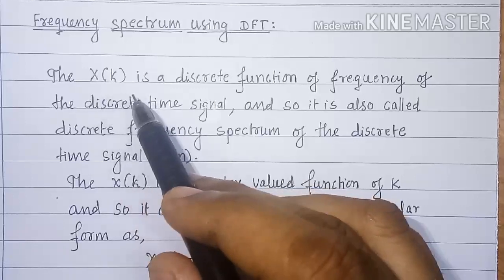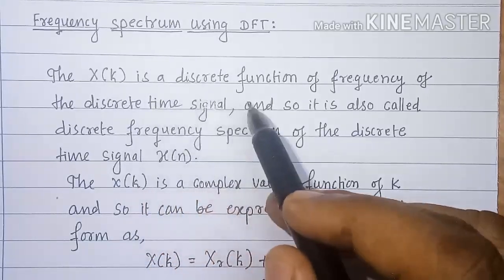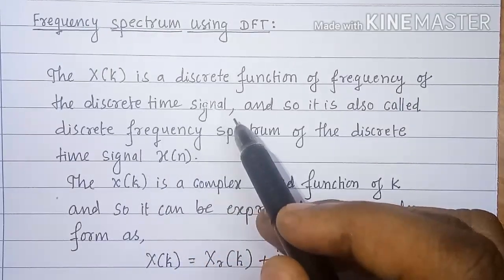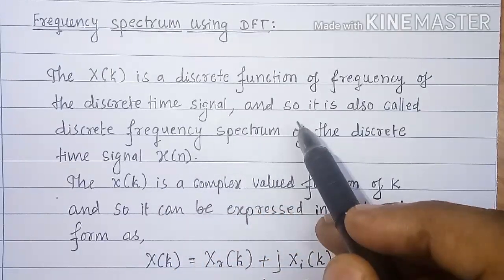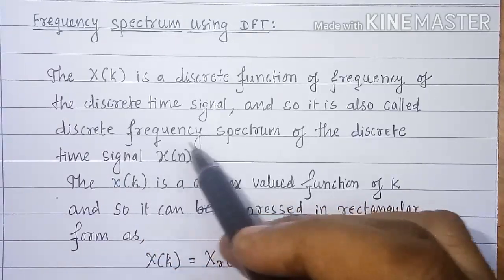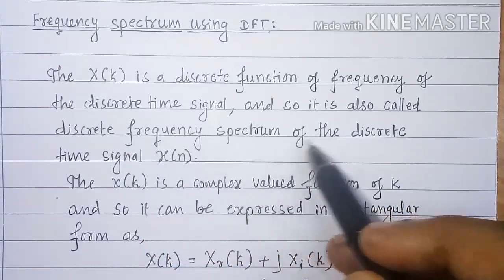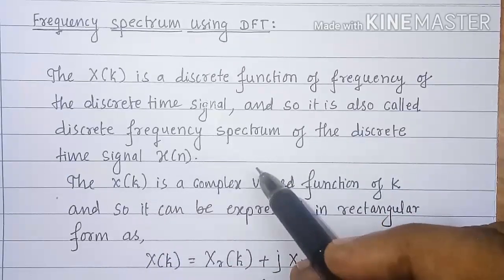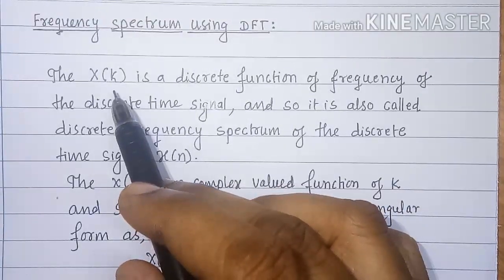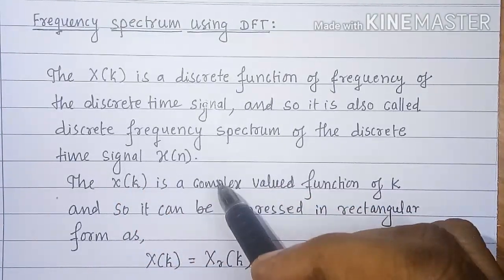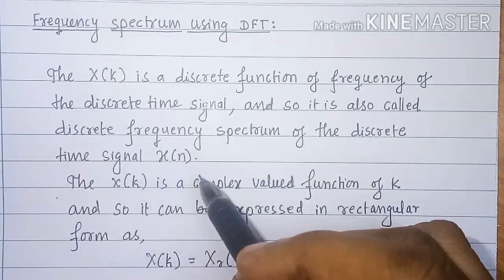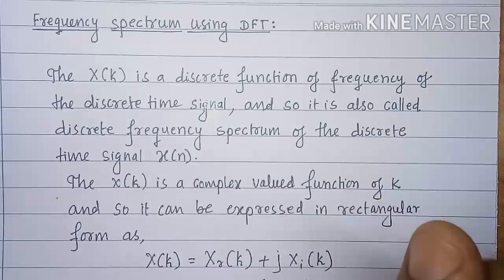The DFT X of k is a discrete function of frequency of the discrete time signal, and so it is also called discrete frequency spectrum of the discrete time signal x of n. So what is X of k called as? X of k is called a discrete frequency spectrum of the discrete time signal x of n.